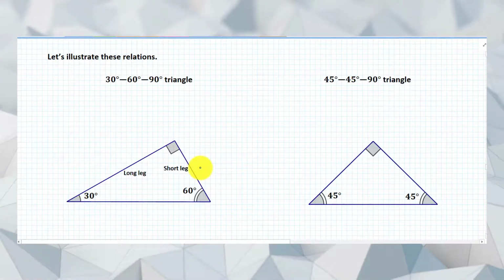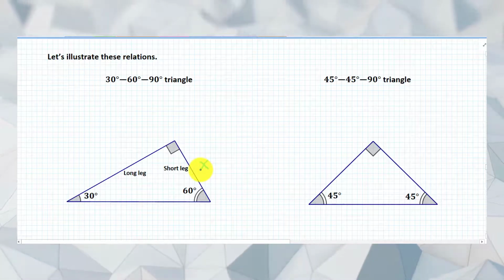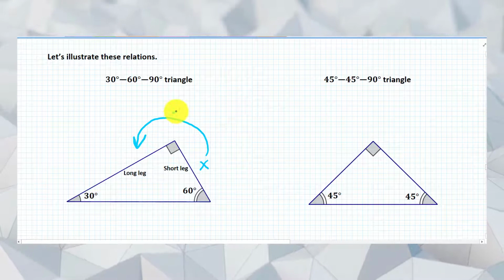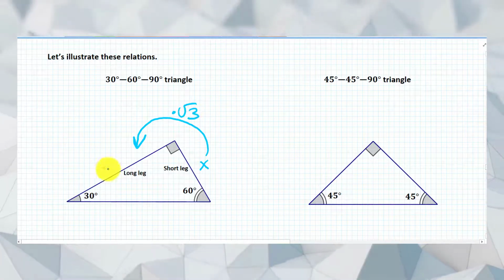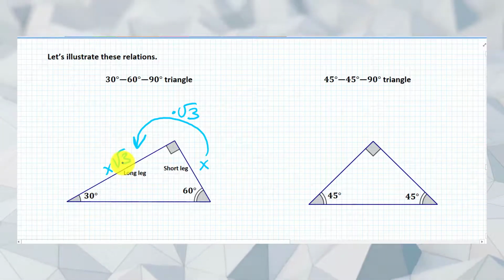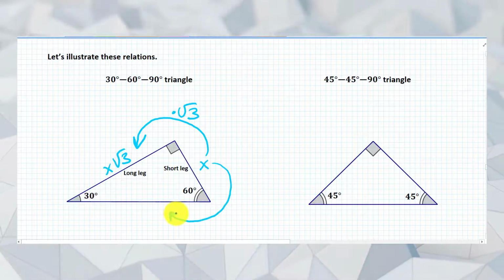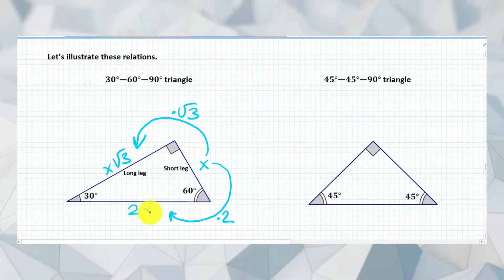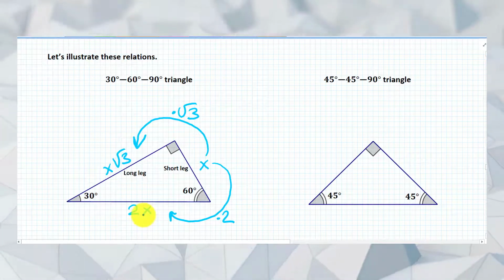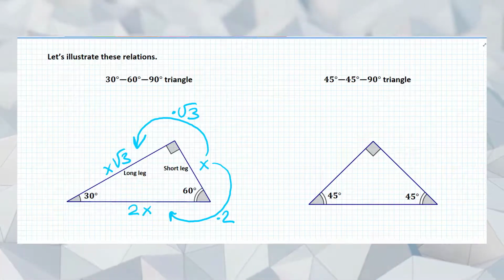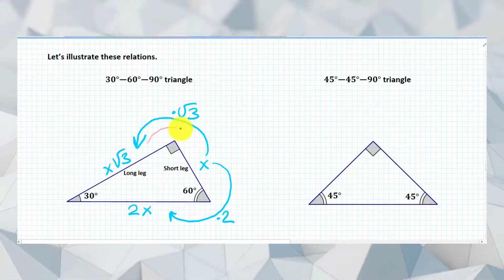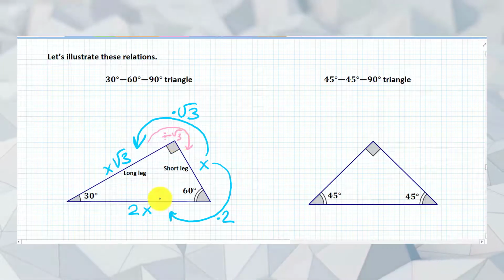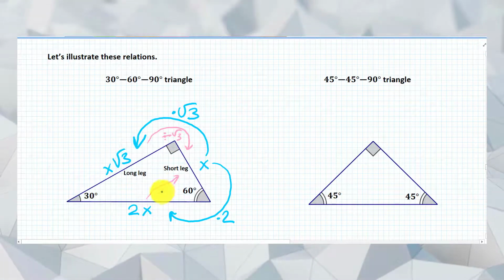So suppose the length of the short leg is x. It says that to go from the short to the long leg, you multiply by root 3. The length of this side is x times root 3. And to go from the short to the hypotenuse, you multiply by 2. The length of the hypotenuse is 2x. I hope you remember this result. It's a fundamental result from geometry. Of course, if you want to go from the long to the short, then you'll divide by root 3. And if you want to go from the hypotenuse to the short, you'll divide by 2.